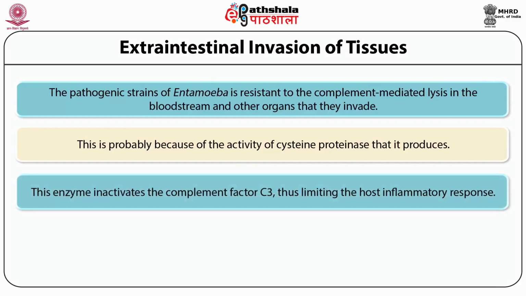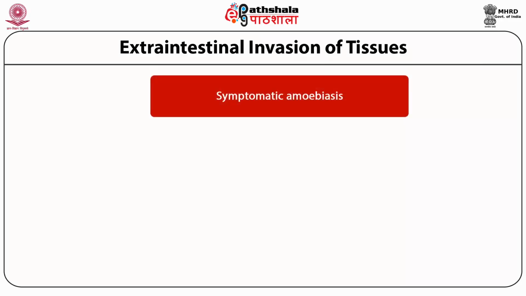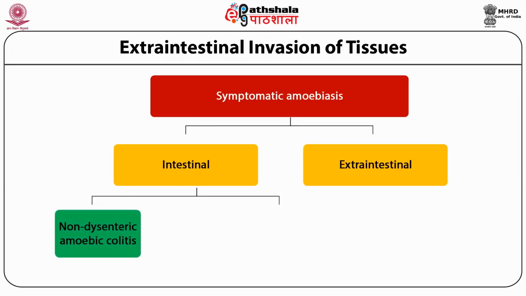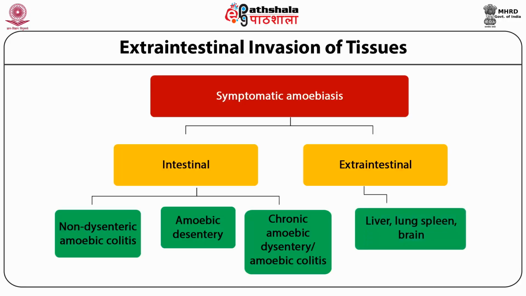This enzyme inactivates the complement factor C3, thus limiting the host inflammatory response. Let us talk about symptomatic amoebiasis. Symptomatic amoebiasis can be intestinal or extra-intestinal. The intestinal form includes non-dysenteric amoebic colitis, amoebic dysentery, chronic amoebic dysentery, and amoebic colitis, whereas the extra-intestinal form means that they invade the liver, the lung, the spleen, and the brain.